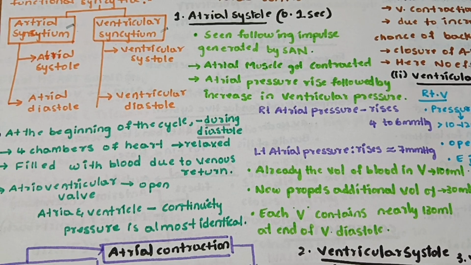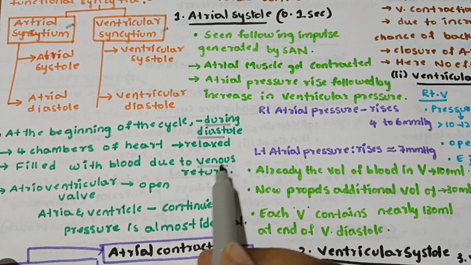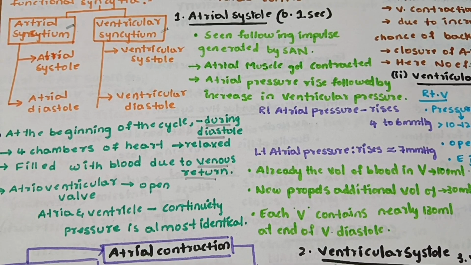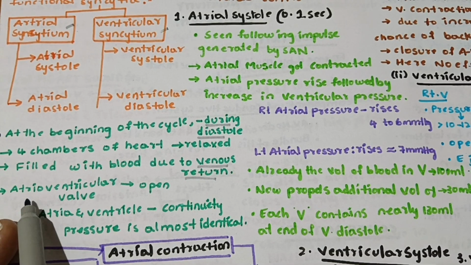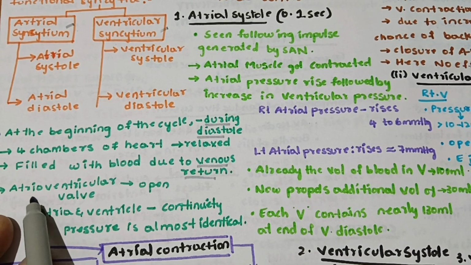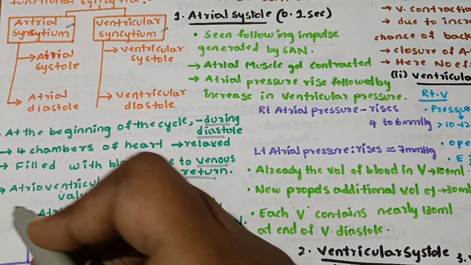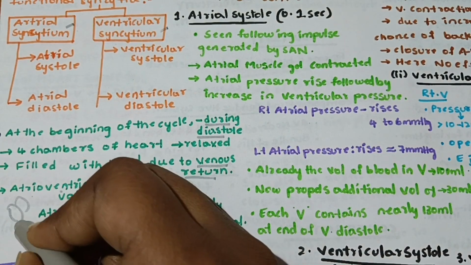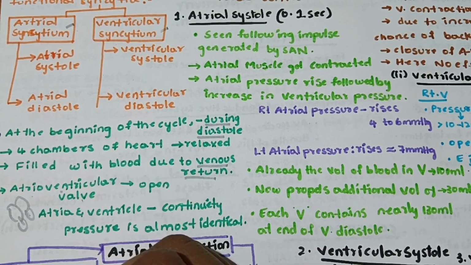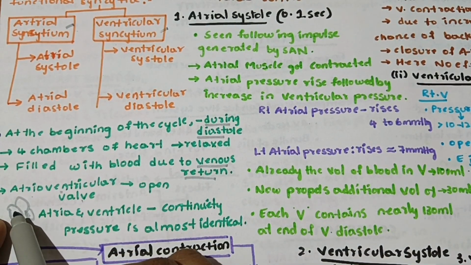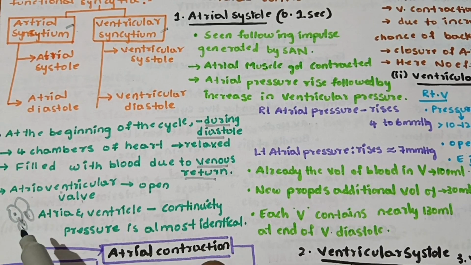Four chambers are there, right? So they are in a relaxed state, but they are filled with venous blood. I said the atria are filled with the venous blood. So with the increase in the atrial pressure, the atrioventricular valves are opened. When the atrioventricular valves are opened, the blood flows from atria to ventricle, so identical pressure will be maintained.